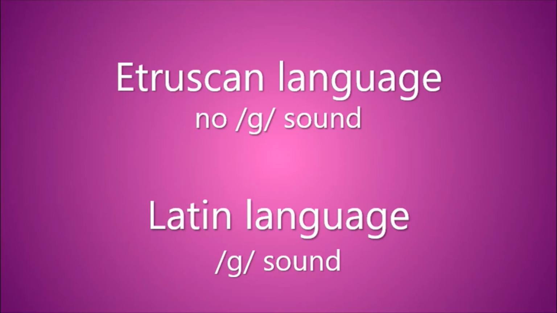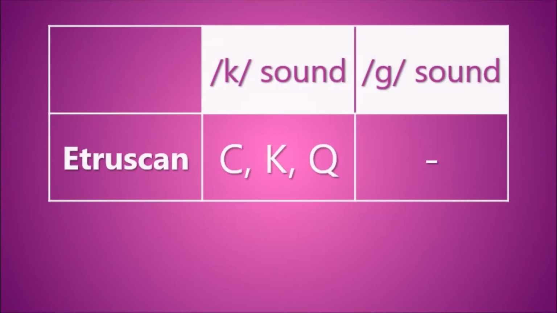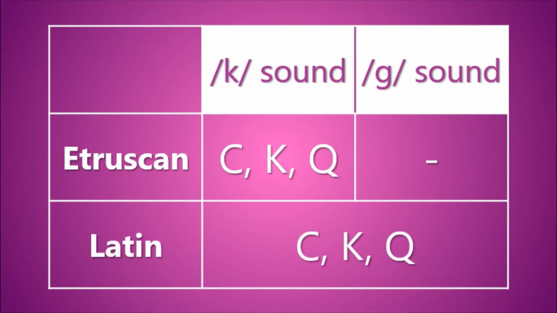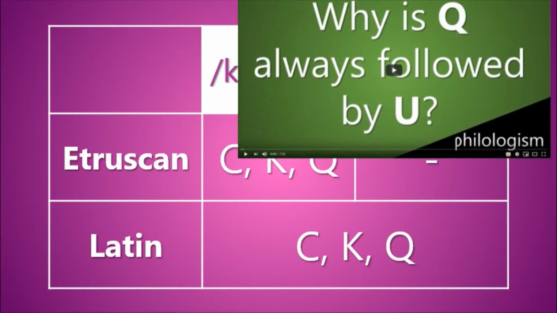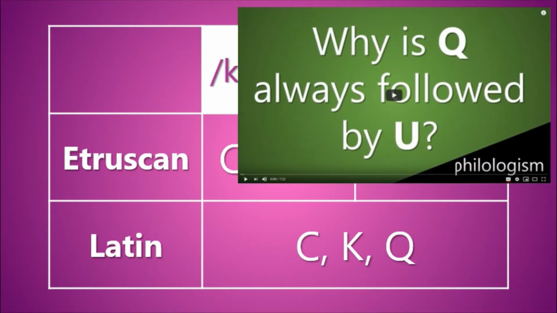The sound K has a lot in common with G phonetically, and Etruscan did have a K sound, represented by the letters C, K, and Q. Because these sounds are similar, Latin used the same letters for the sounds K and G. As I explain in more detail in my video about the letter Q, C subsequently became the dominant letter in Latin to represent the K sound, as K and Q became restricted to exceptional environments.